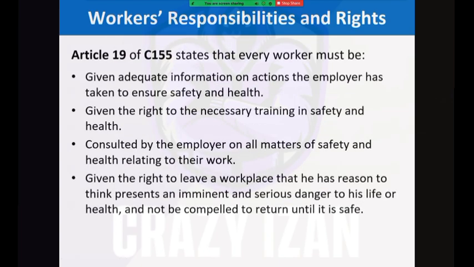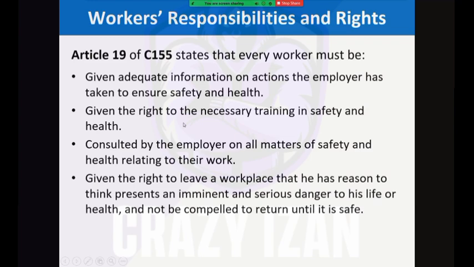Okay, now the workers' rights. Workers have certain rights. So Article 19 of C-155 states that the workers must be given adequate information on actions the employer has taken to ensure their health and safety. So they have a right to be informed. The employer must tell them what actions they are taking to protect them. So it is their right to know the information about actions that the employer is taking to protect them.